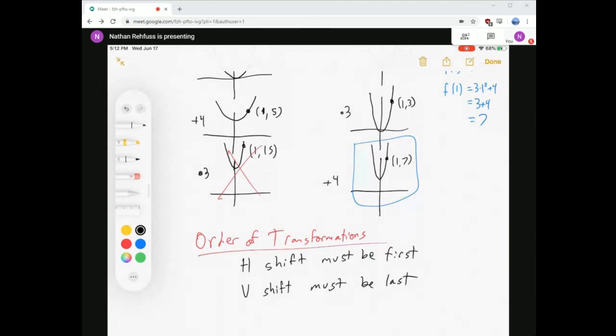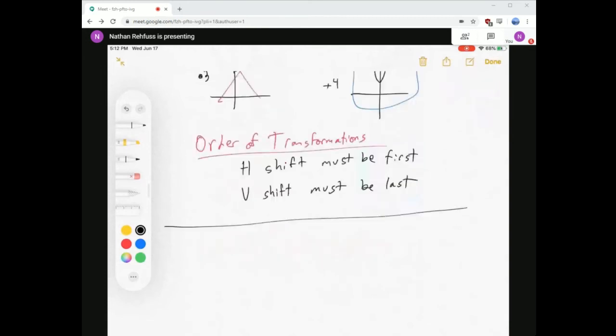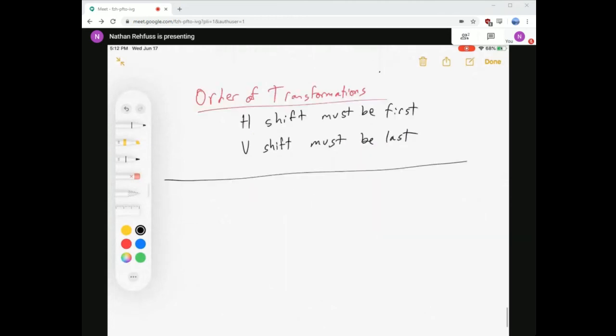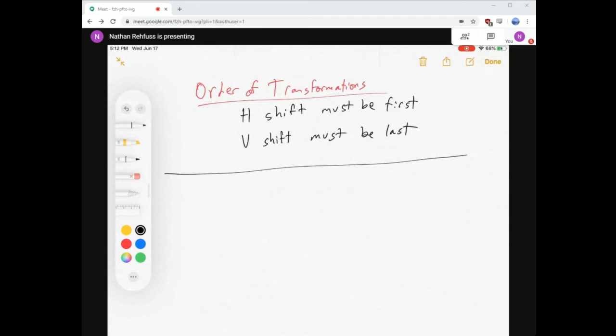So let's practice some graph transformations. I'll give us some functions, like say f of x equals negative 1/2 times (x minus 2) squared plus 3. And the way we want to graph this is we want to identify what the transformations are. We want to figure out what order to put them in.